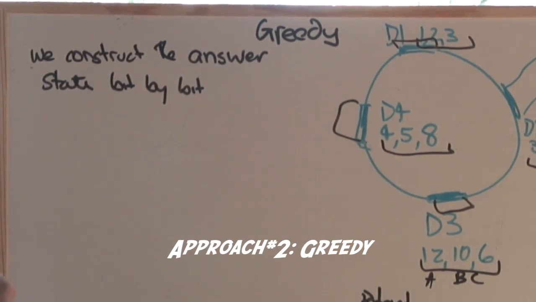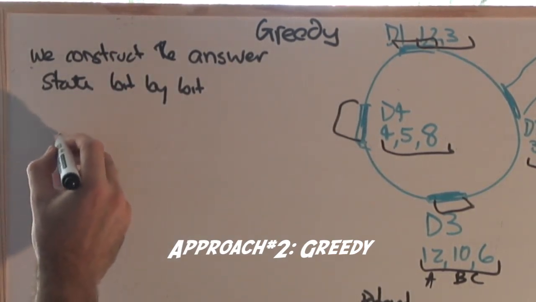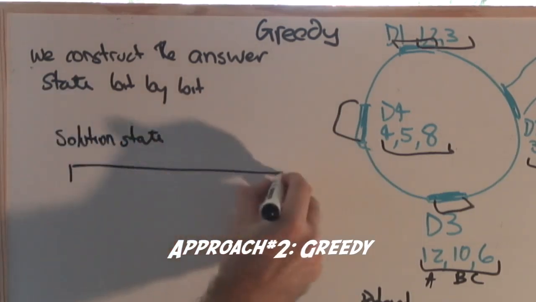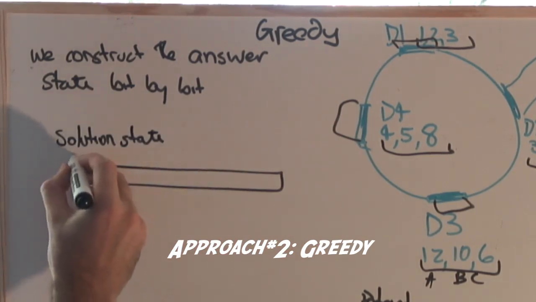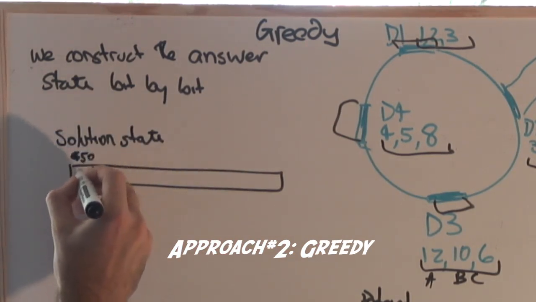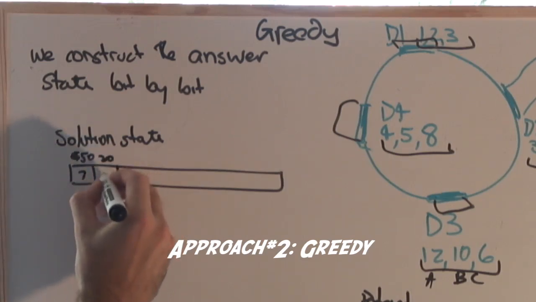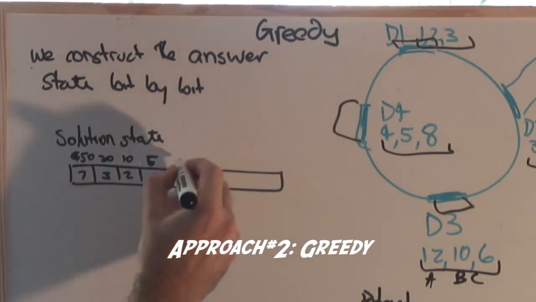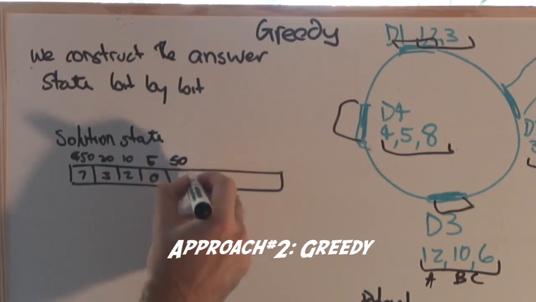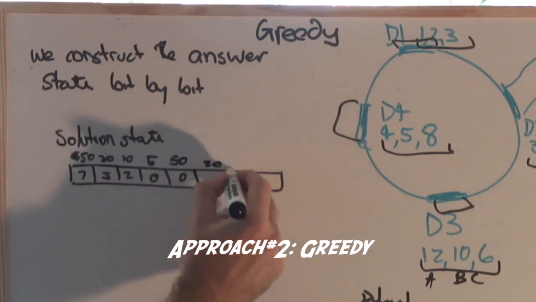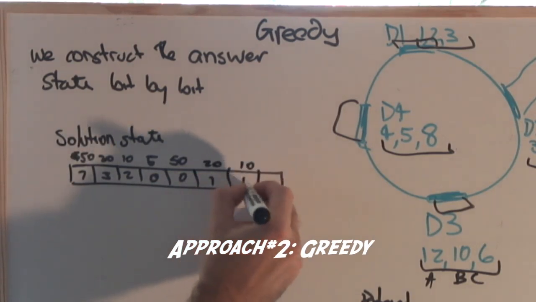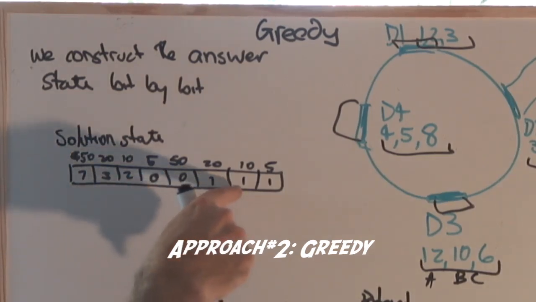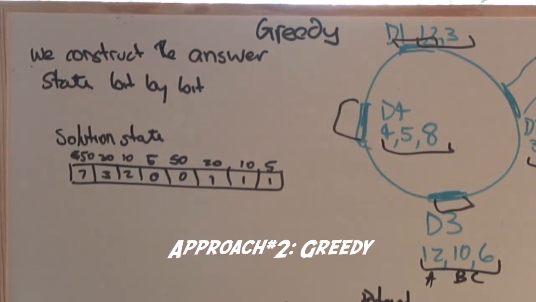Similarly, the coin problem. Do you remember the coin change problem? A solution state is simply: how many $50 notes are there? 7. How many $20 notes are there? 3. How many $10 notes are there? 2. How many $5 notes are there? 0. How many 50-cent pieces are there? 0. How many 20-cent pieces are there? 1. How many 10-cent pieces are there? 1. How many 5-cent pieces are there? 1. Okay, so the vector 7, 3, 2, 0, 0, 1, 1, 1 is a possible solution to the change problem.